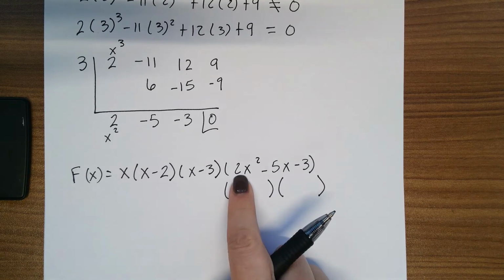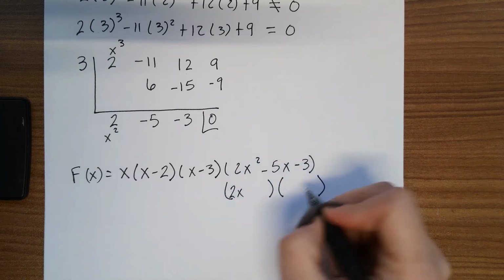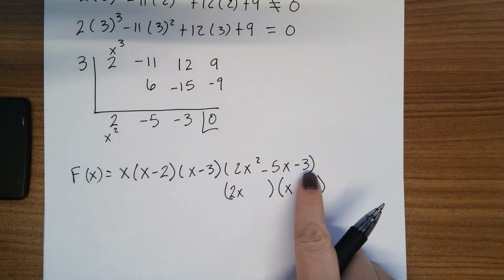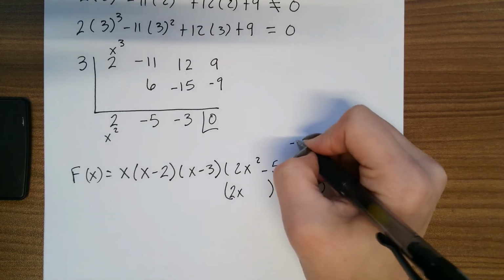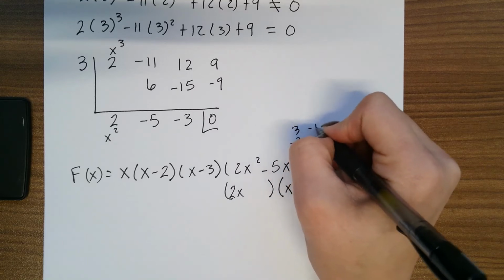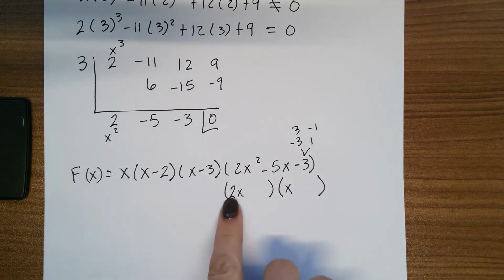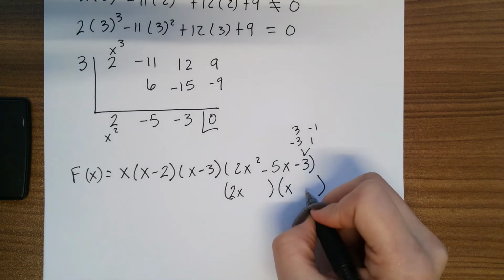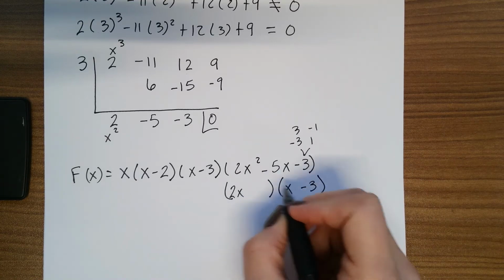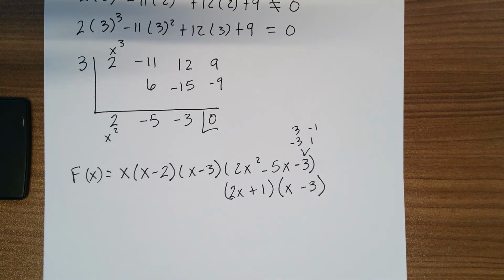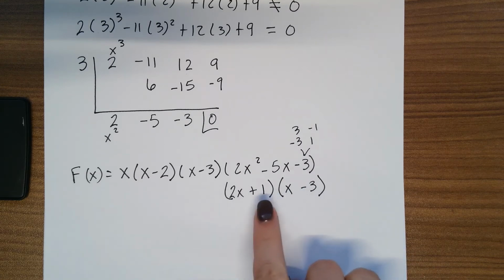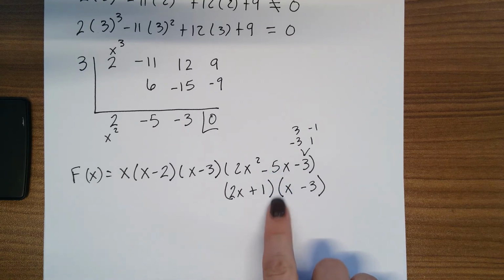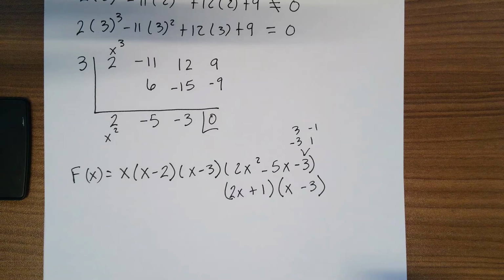I know that 2x times x will give me 2x squared, so I have 2x here and x here. And the factors of negative 3 are either negative 3 and positive 1 or positive 3 and negative 1. And combined with the 2, I'm trying to get negative 5. So if I do 2 times negative 3 and 1 times positive 1, 2 times negative 3 gives me negative 6. 1 times 1 gives me positive 1, and negative 6 plus 1 gives me negative 5. So these are the factors of 2x squared minus 5x minus 3.